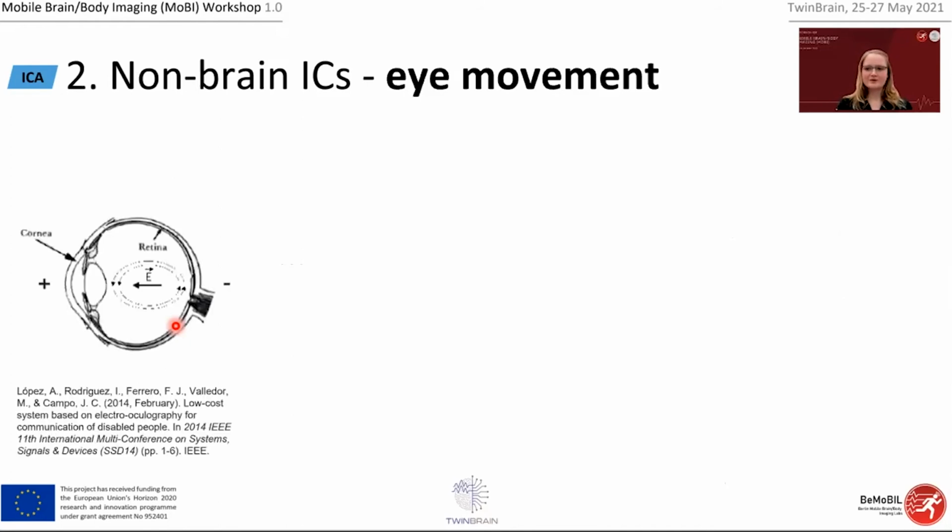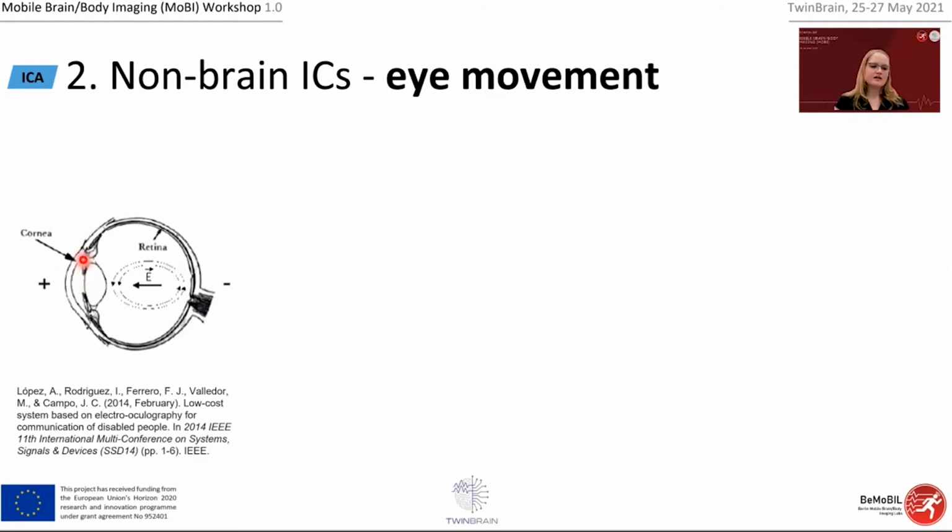Okay, let's start with the eye movement. So we do have the eye, which has a lot of cells and neurons that start off in the retina. So there is a strong negative pole here, and then we have the pupil that basically has no cell bodies, and thus represents a positive pole. So if we move the eye, it's like a dipole moving in the magnetic field, and as such we have magnetic field changes that we can record with our electrodes.